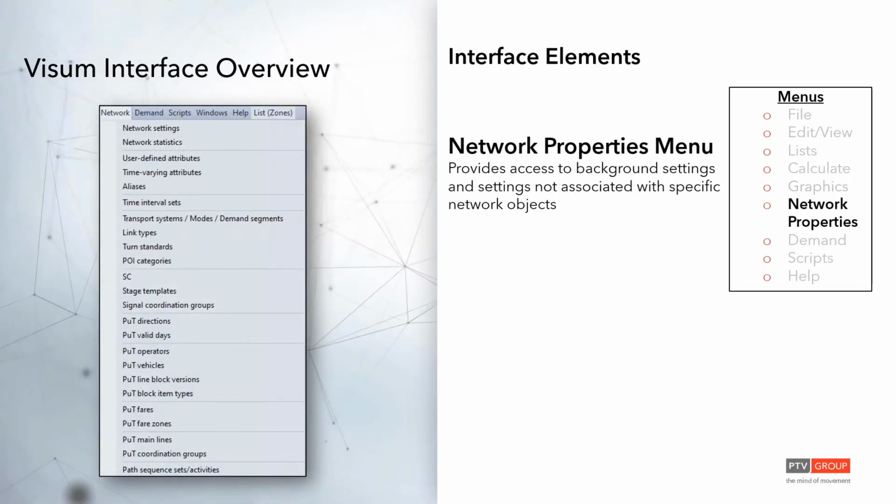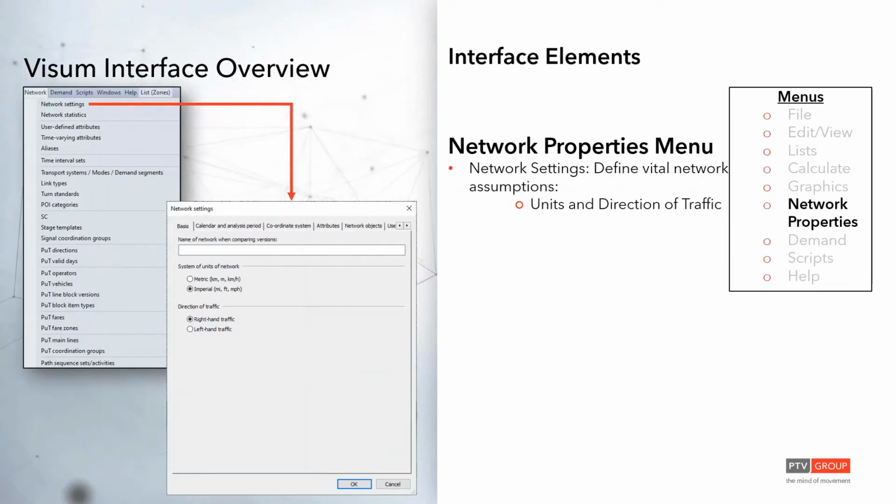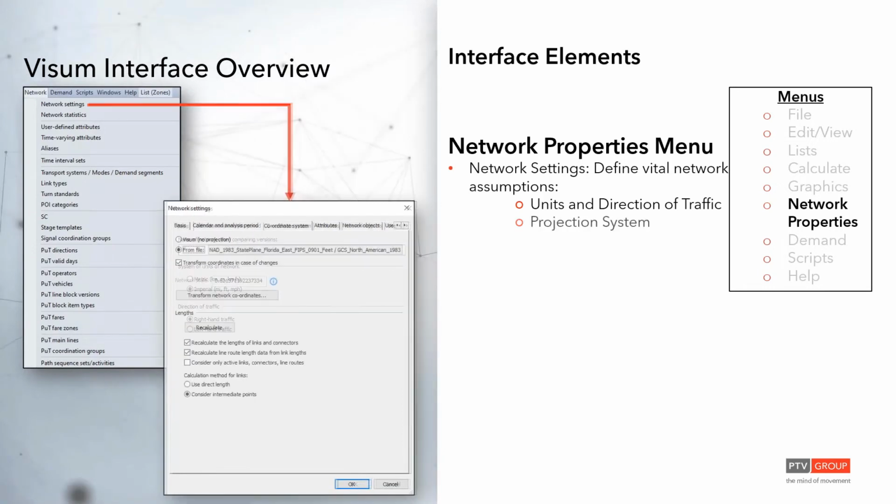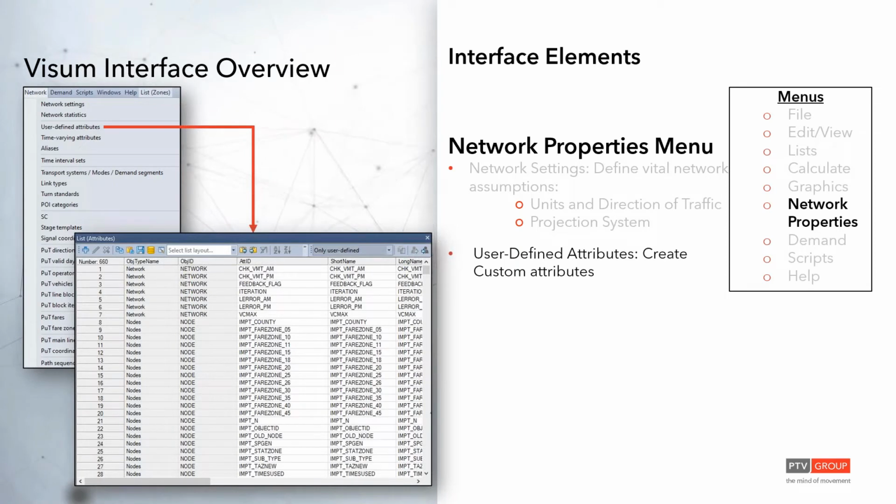Okay, and the next menu item is network, and this provides access to all the background settings that are not associated with any specific network object. So these are general network settings that you would deal with, things like the direction of traffic, the units, and projection system. And another feature that this menu gives you access to are user-defined attributes.